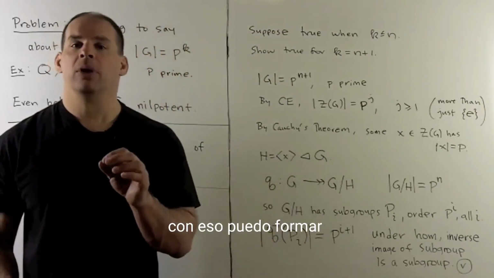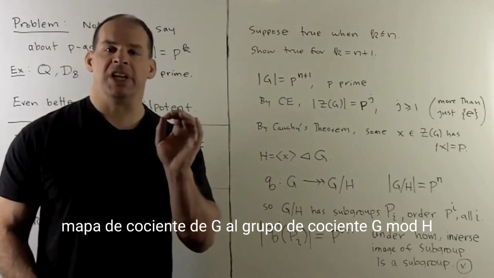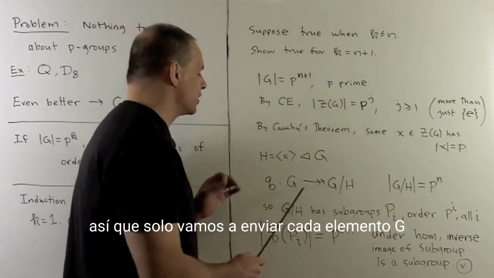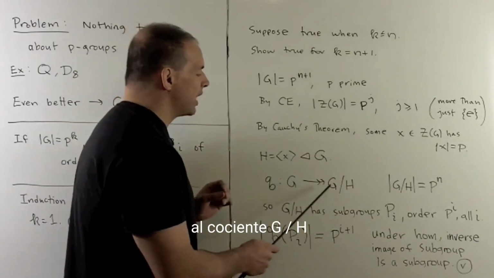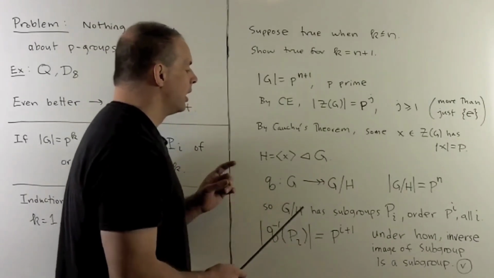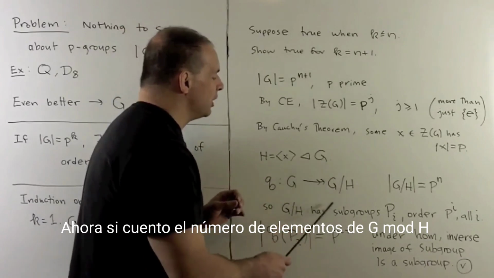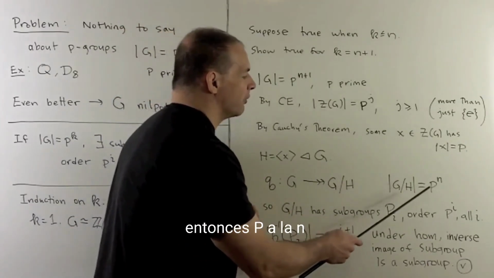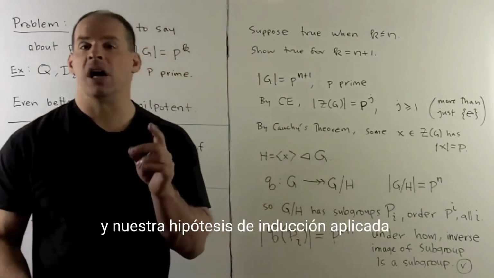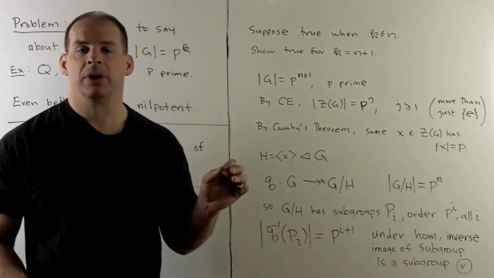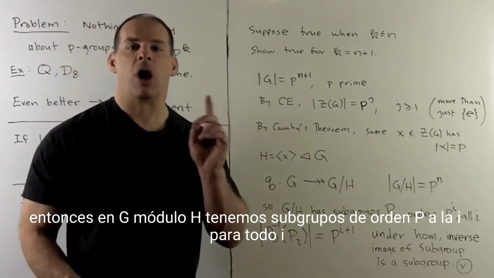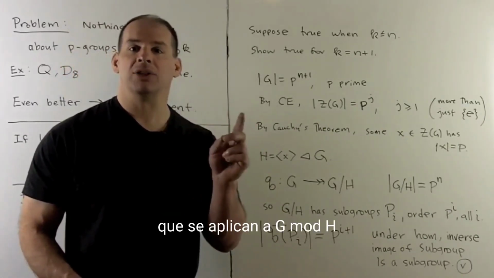With that, I can form a quotient map from G to the quotient group G mod H. We're just going to send each element g to the coset gH. Now, if I count the number of elements in G mod H, it's the order of G divided by the order of H, so I'll have p to the n, and our induction hypothesis applies. So in G mod H, we're going to have subgroups of order p to the i for all i that apply to G mod H.